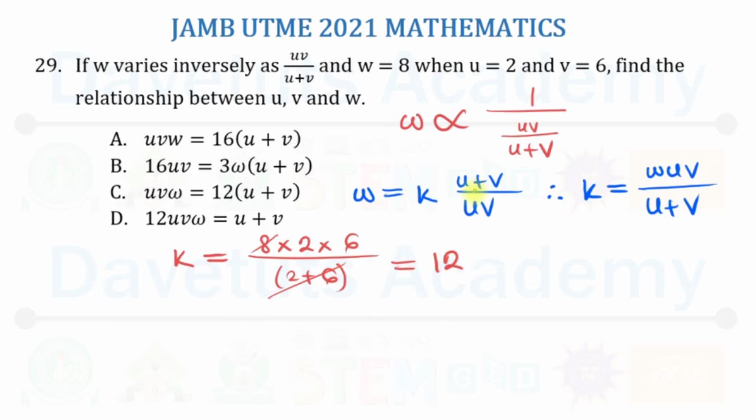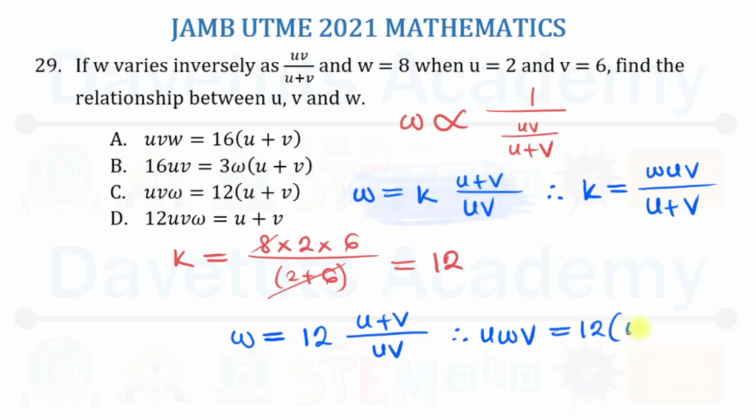If K is 12, then the equation, which is originally this, is the equation that we are looking for. Now we need to put in the value of the constant and say W is 12 over U plus V. They wrote it linearly over UV, and if you cross multiply, we have UVW is 12 into U plus V. Is there any option corresponding to that in our options? We have UVW is 12(U plus V), so option C is the correct answer here.